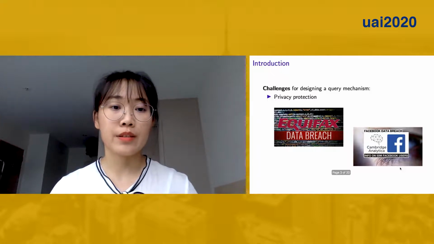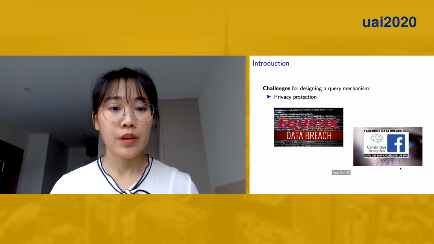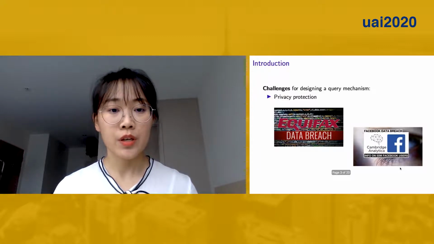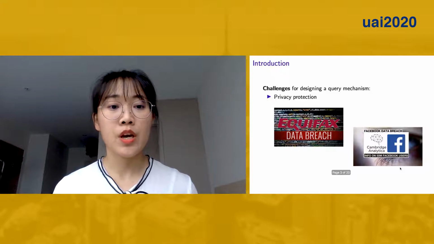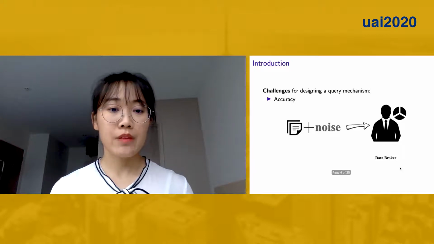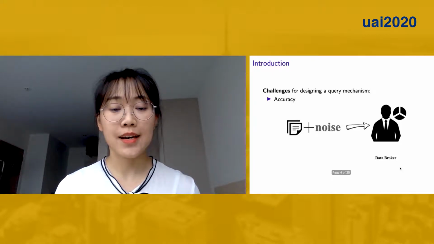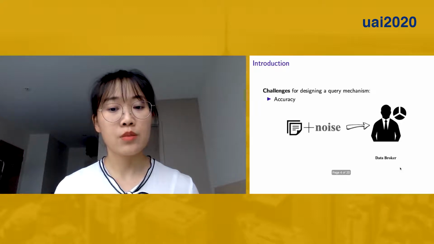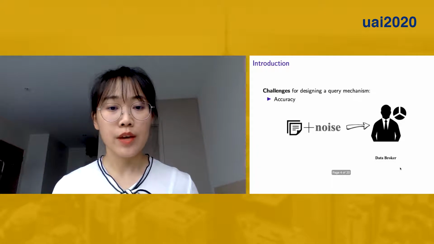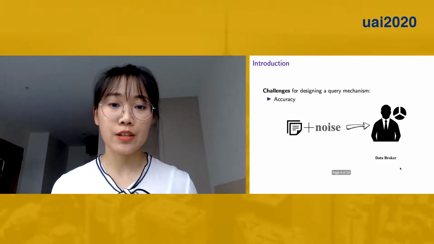Designing such a query mechanism is challenging. Firstly, there is an increasing concern about privacy protection, especially after the Equifax and Facebook data breaches. So the query mechanism needs to guarantee privacy protection for the data owners. Also, to preserve privacy, some noise has to be added to either data sets or the query results. But what a data broker wants is an accurate query answer in order to make better decisions. So, how to get an accurate result while preserving privacy is another challenge.